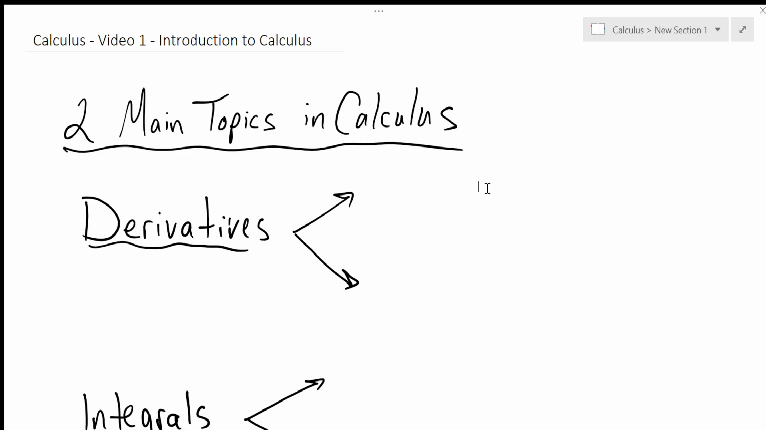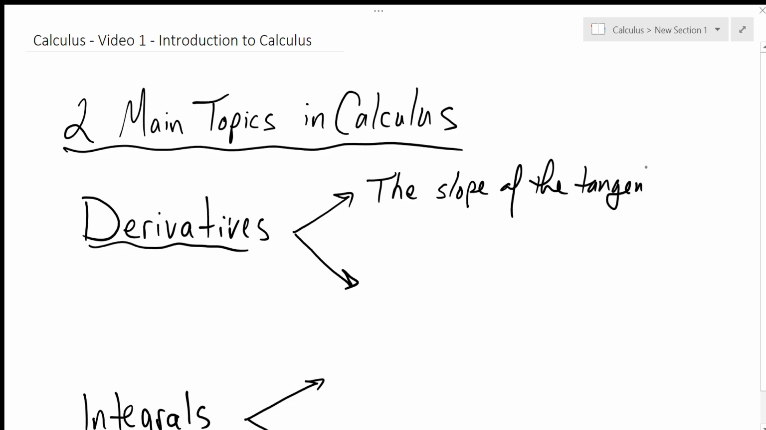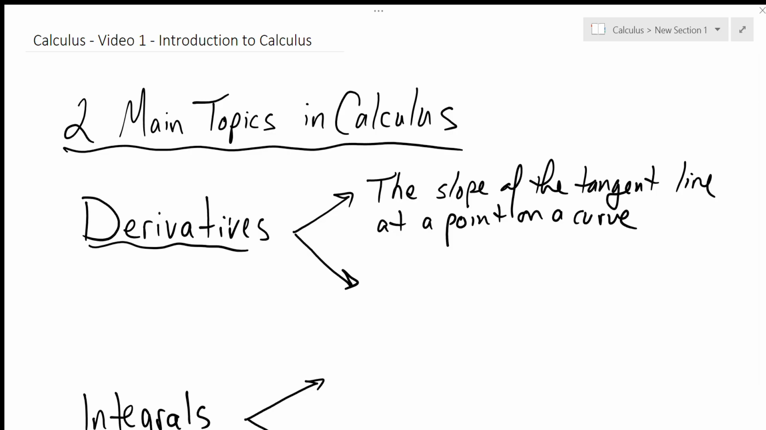So first, derivatives. There's two ways we can think about a derivative. One way is the slope of the tangent line at a point on a curve. Right? So if you're thinking about a curve, picture a point somewhere on the curve. The slope of the tangent line at that point of the curve, that's one concept of the derivative.